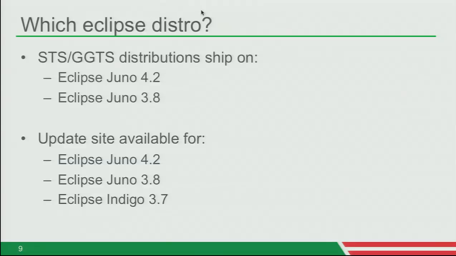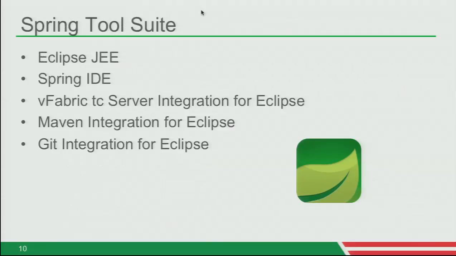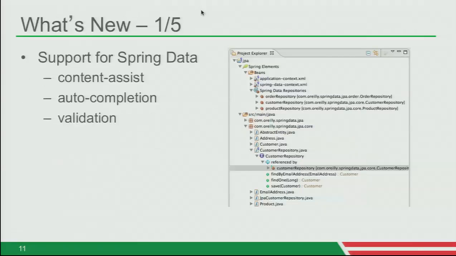Next, we are entering the section about the Spring Tool Suite and the Spring tooling. The Spring Tool Suite, as I said, based on the Java EE package of Eclipse, contains Spring IDE, vFabric integration, Maven integration, and Git integration, a ready-to-use package that should be suitable for most of the people out there. I will briefly go over what's new and noteworthy since the previous releases that we did.